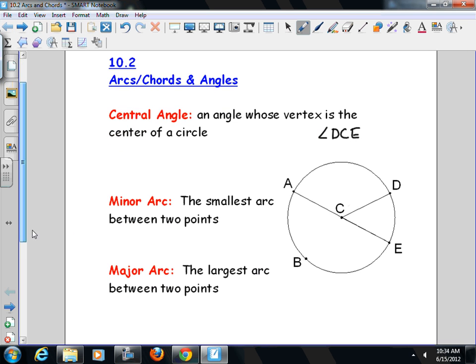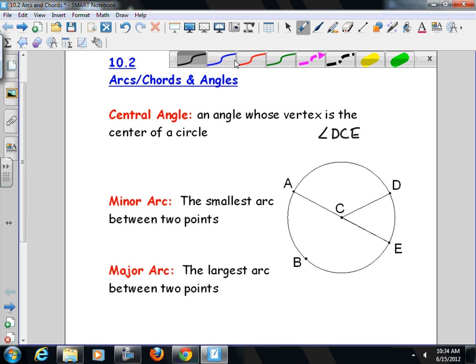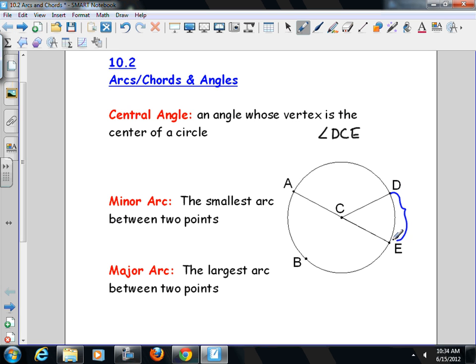A minor arc is the smallest arc between 2 points. So for instance, let's say we choose points D and E. This right here, this arc DE, is what we would call a minor arc.